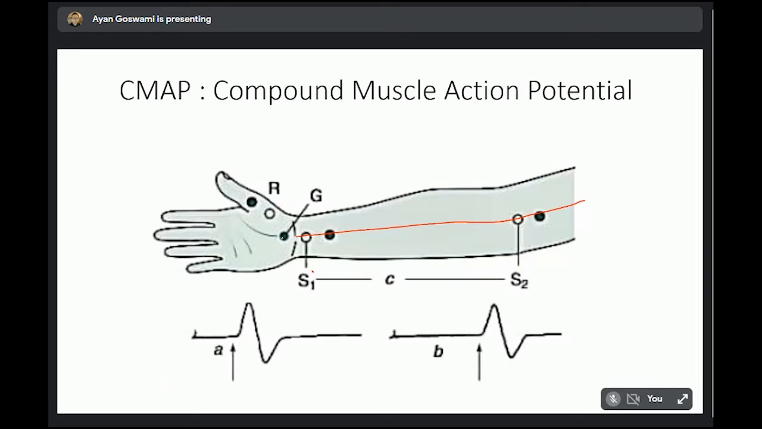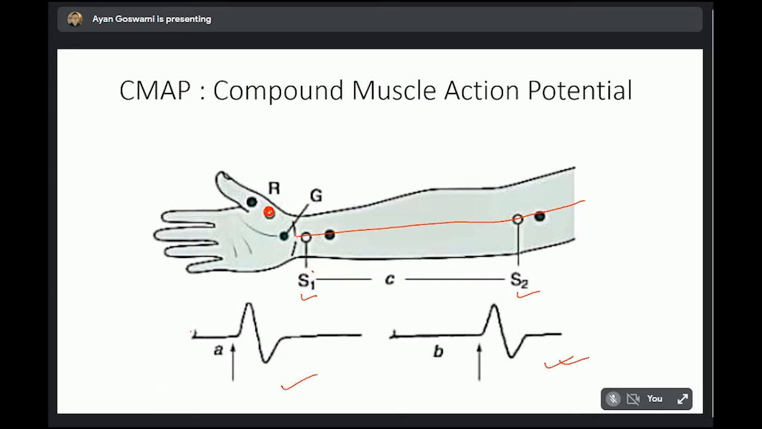This is the course of the median nerve at the front of your forearm, right? So we can stimulate the median nerve at point S1 and at point S2. And I will be recording here at the thenar eminence, R, correct? While I am stimulating here at the wrist and recording the response, it looks like this. And once I am stimulating at the elbow, the recording will be like this.